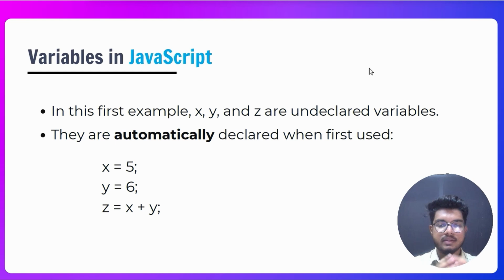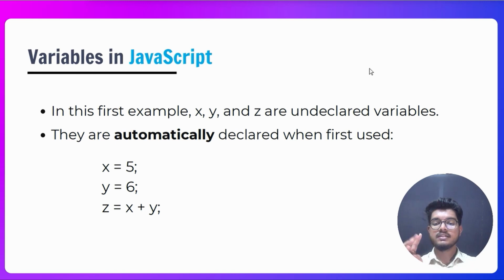Variables in JavaScript. Until now we have discussed the naming syntaxes in usual programming languages. In JavaScript, in the first example, x, y, z are undeclared variables because we are not giving any kind of data type or let, const, var. We are not giving any kind of declaration for this, but JavaScript is automatically taking it. So this is called automatic declaration of variables in JavaScript.